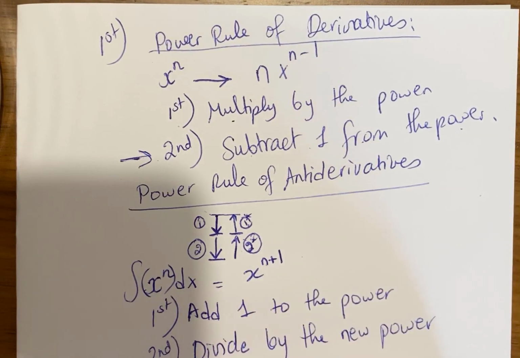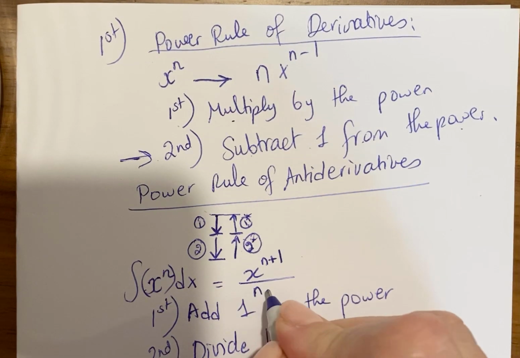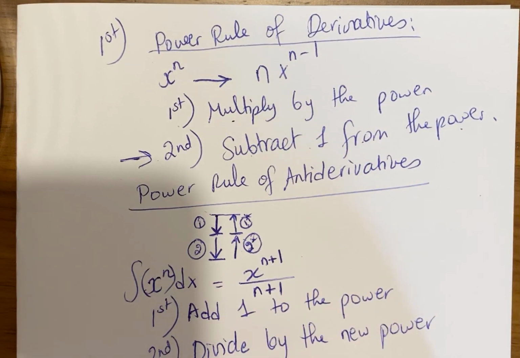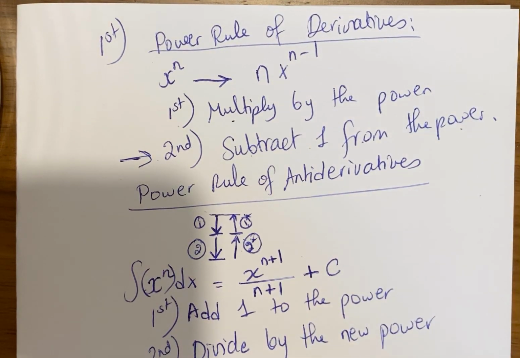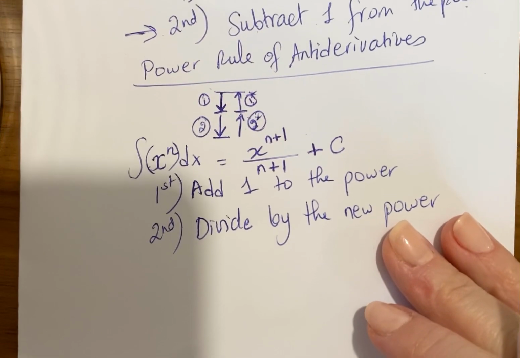It becomes n plus 1. Second, I will divide by this new power. What is the new power? n plus 1. Of course, we always add the constant of integration. Let's really check if this is true.